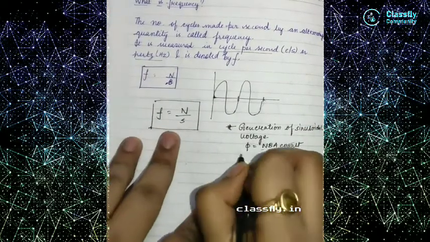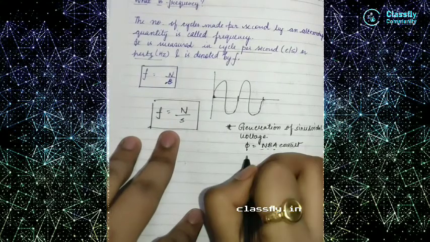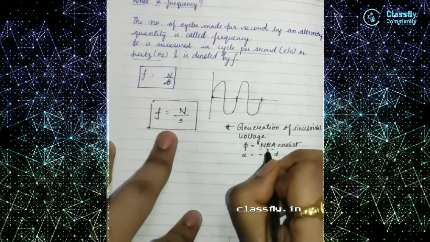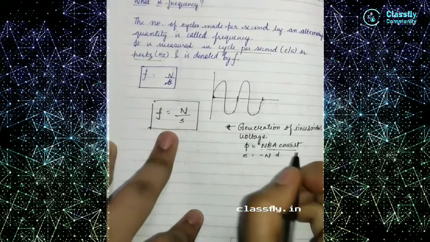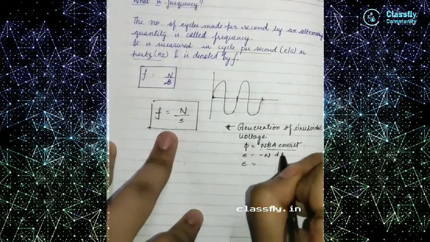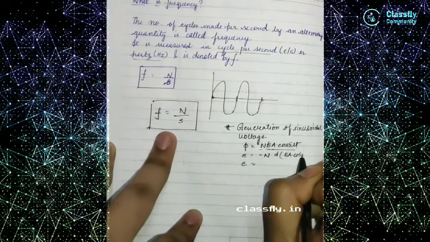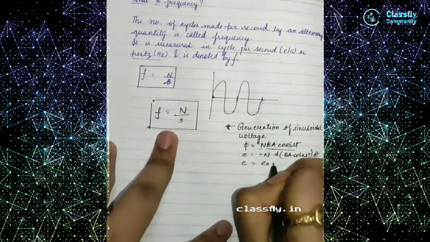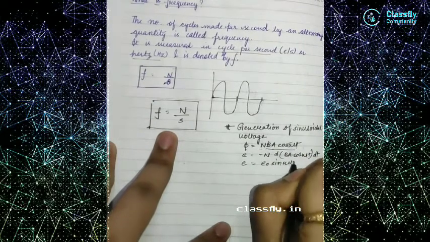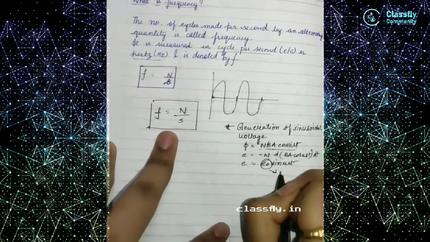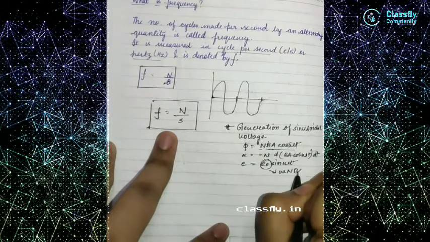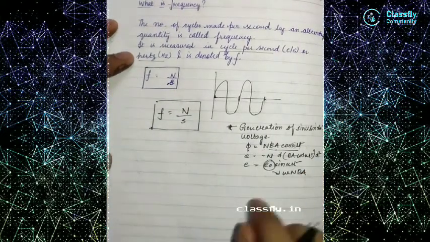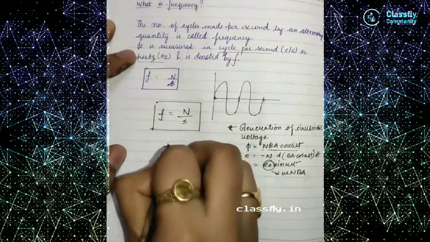Now we know Faraday's law. E is equal to minus N d phi by dt, and when we differentiate this whole part, we get E naught sin omega t, and this E naught is our omega NBA. So this is what we learned, the generation of sinusoidal voltage.